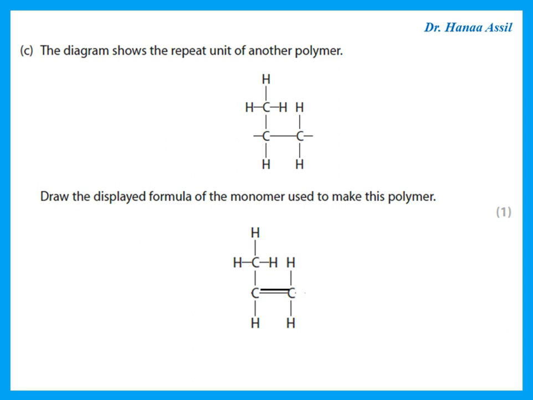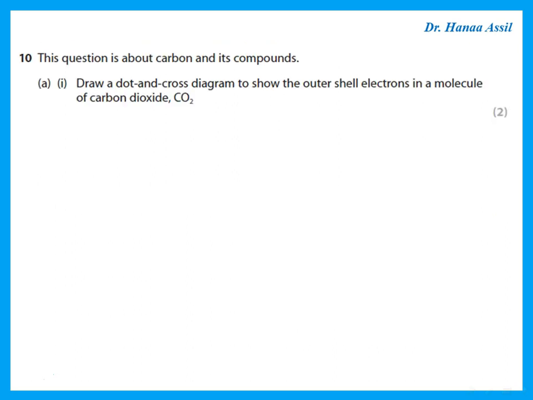So just look at the two carbons that have bonds on both sides, on left and right. Remove the bonds on the left and the right and put a double bond in the middle and just copy everything exactly as it is. And remember that he wants displayed formula, so you have to show all the bonds.